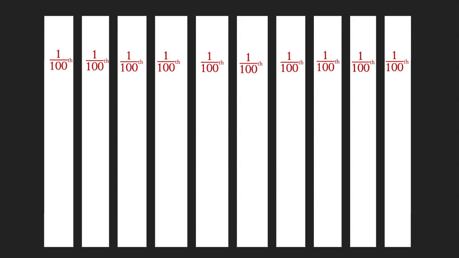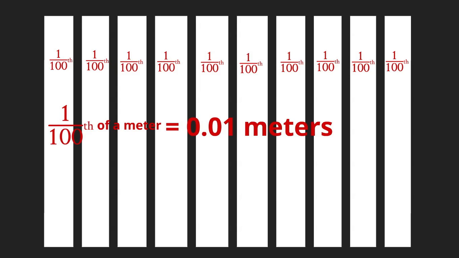Now, if we were to take each decimeter and divide that by 10, each chunk would be equal to 1/100th of a meter. Now, 1/100th of a meter, if we convert that fraction into a decimal, will equal 0.01 meters. 1/100th is 0.01. 0.01 meters is equal to 1 centimeter.